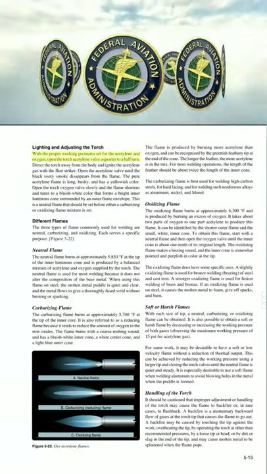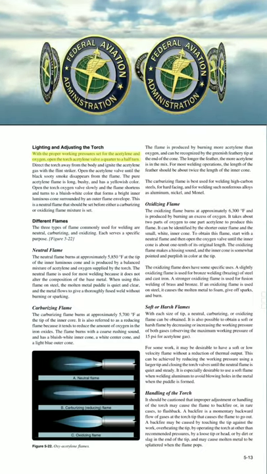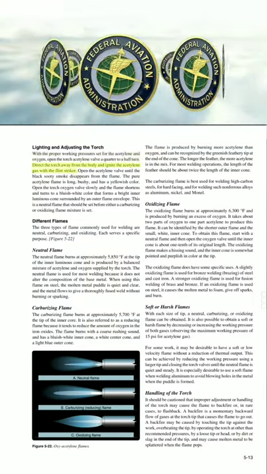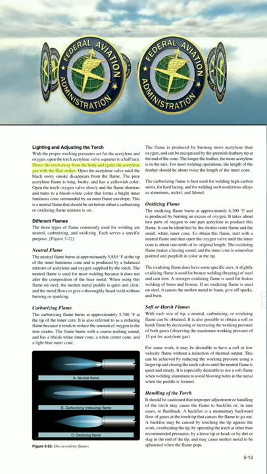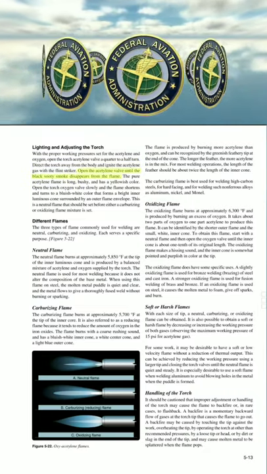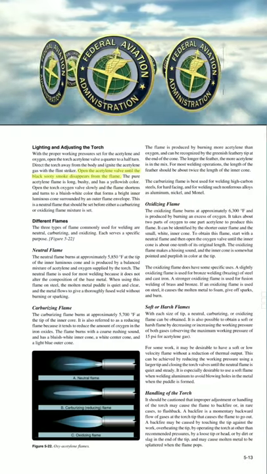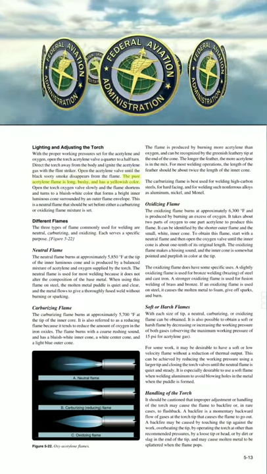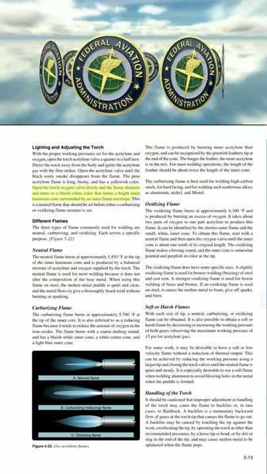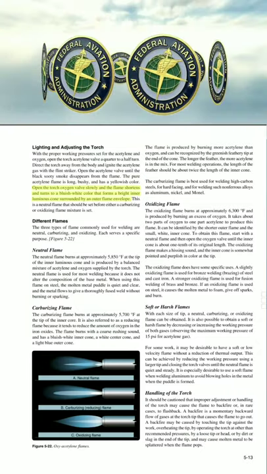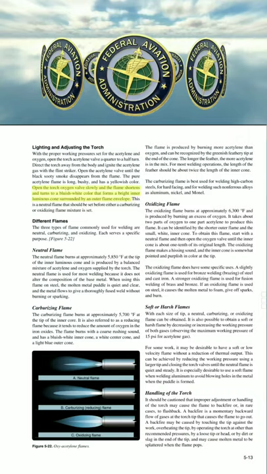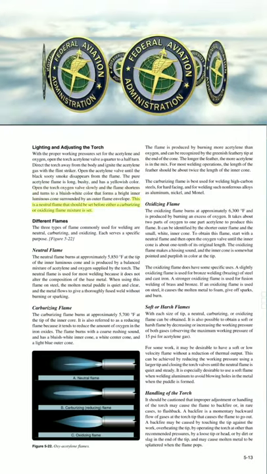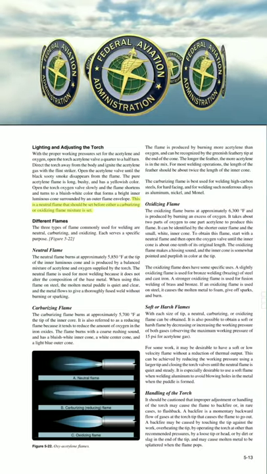With the proper working pressure set for the acetylene and oxygen, open the torch acetylene valve a quarter to a half turn. Direct the torch away from the body and ignite the acetylene gas with the flint striker. Open the acetylene valve until the black sooty smoke disappears from the flame. The pure acetylene flame is long, bushy, and has a yellowish color. Open the torch oxygen valve slowly, and the flame shortens and turns to a bluish-white color that forms a bright inner luminous cone surrounded by an outer flame envelope. This is a neutral flame that should be set before either a carburizing or oxidizing flame mixture is set.